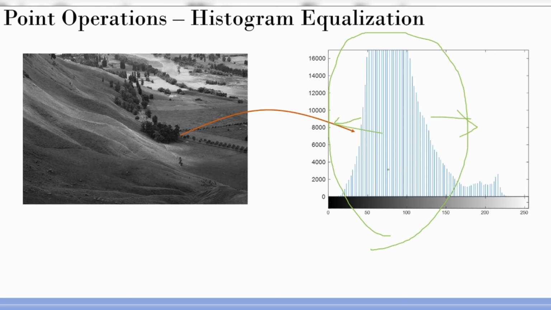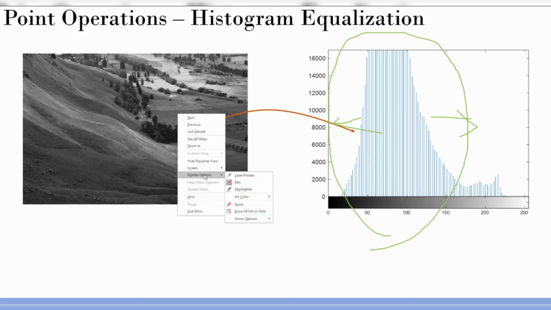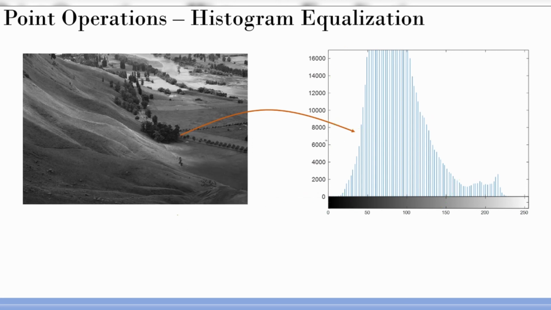I mean, distribution of intensities equally along all the pixels. My dream is to have a flat line like this, but it is not possible, right? Because that means all the intensities have to occur equally, and the image will lose its structure. That's not possible. But my dream is to actually move in that direction. So how shall I go about it?